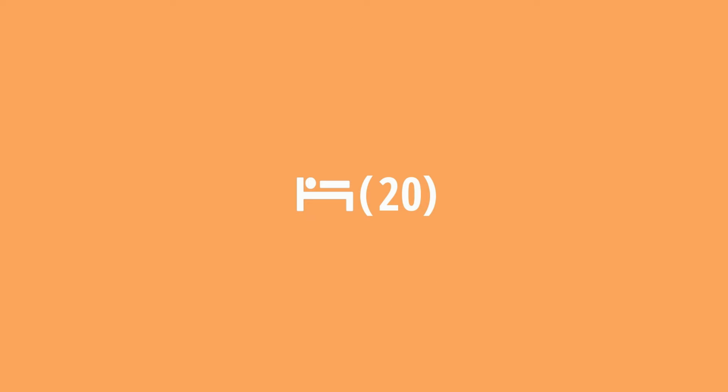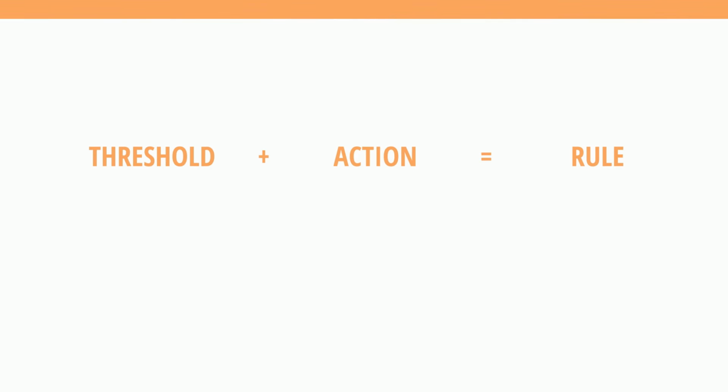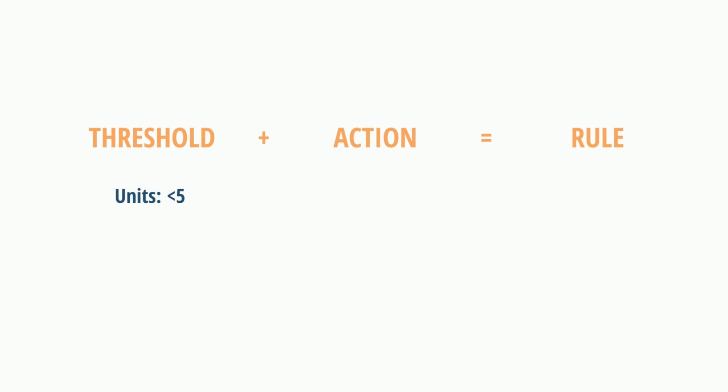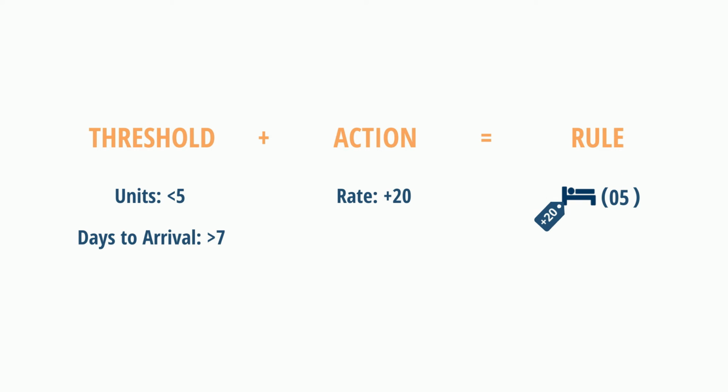Let's look at some specific examples using a property with 20 suites. First, imagine we want the room rate to increase when there are only 5 units left, so long as it's more than 7 days before arrival. To do this, we will set the threshold to 5 rooms. Then we will create a rule that will increase the rate by $20 if the number of days in advance exceeds 7. According to this new rule, the suites will be offered at their standard rate. But after the 15th room is booked, the system will automatically increase pricing by $20.